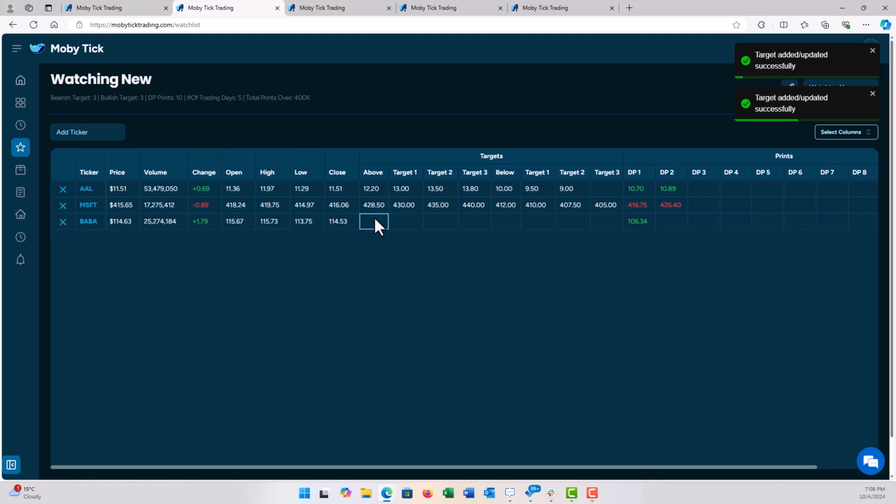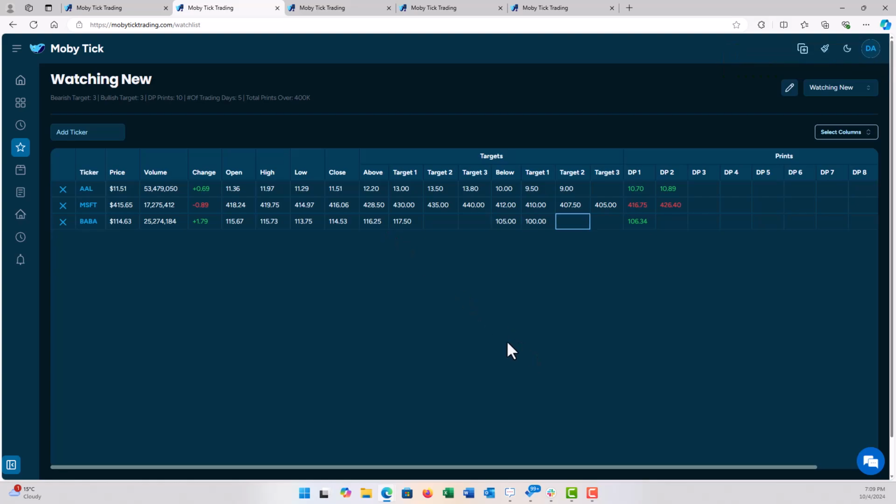Now, if we're looking at BABA, we're bullish above 116.25, target of 117.50, and we're bearish below 105 with a target of 100.